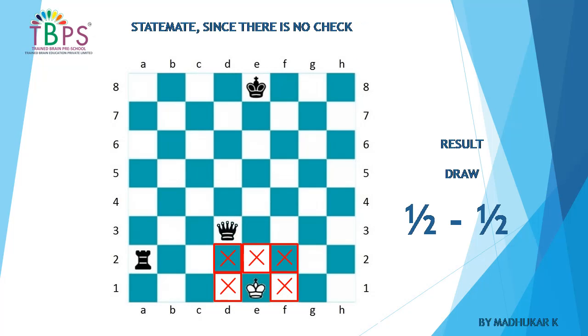Here the king is not under check. Now white has to move a piece, but there is no place to move. We call this situation stalemate. Here the result will be a draw. For a draw, each player will share half points.